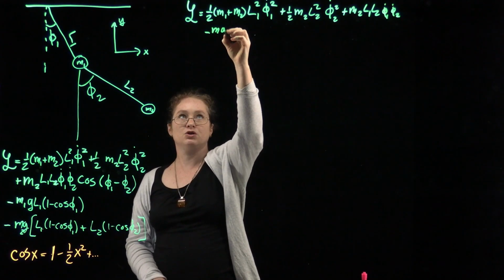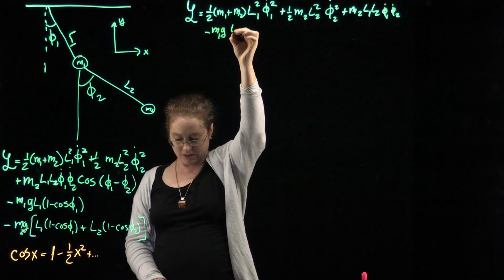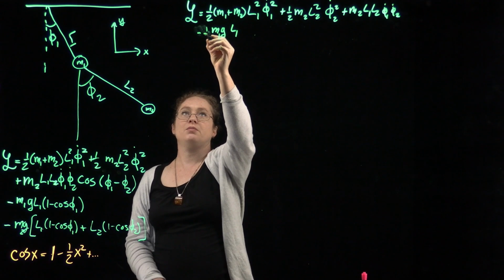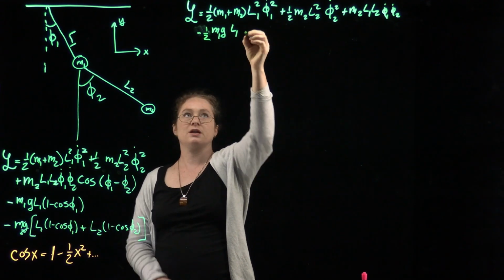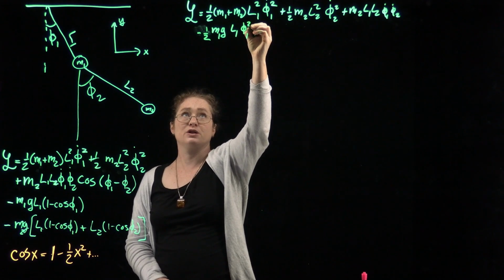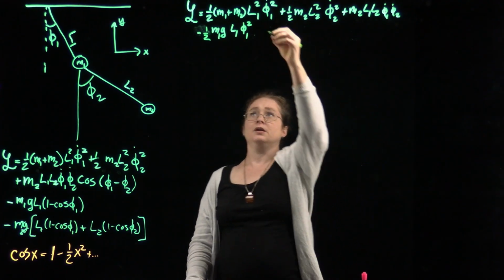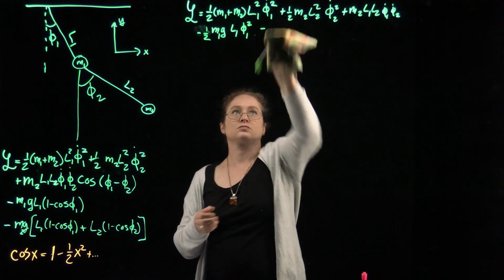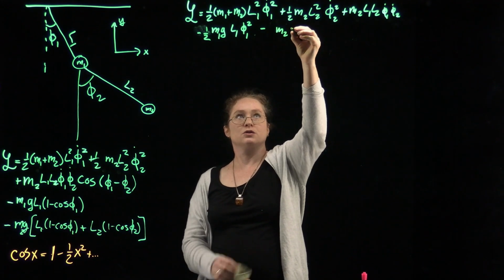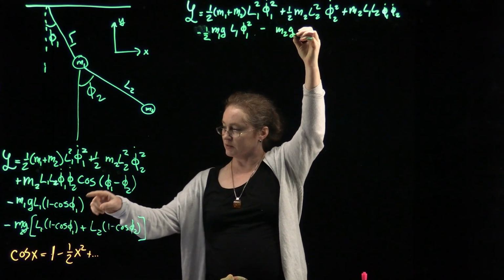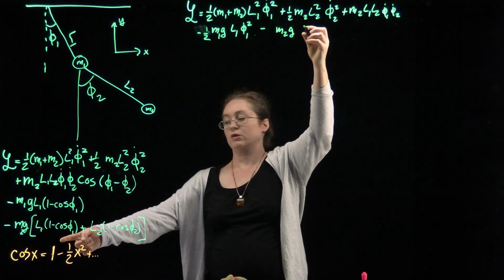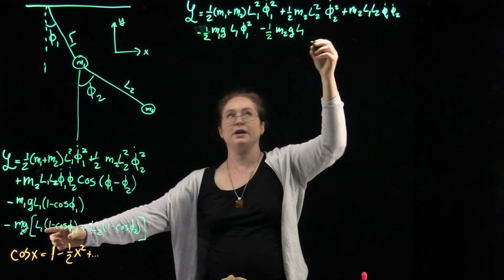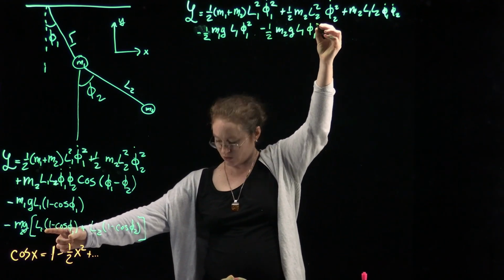Minus M1 G L1. We're going to replace that cosine: 1 minus cosine phi1 becomes 1/2 phi1 squared. Minus M2 G L1, and this term we're also replacing with 1/2 phi1 squared.